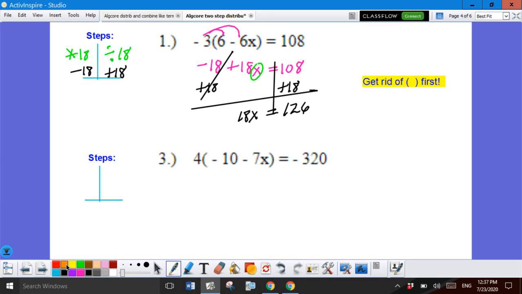Now I'm going to do the next step, which is division. Remember, that's a line. 18, 18, cross out. Drop the x. 126 divided by 18 is 7. And I'm done. Okay, go ahead and start the next problem. So go ahead and distribute. I'll catch up with you. Hit pause.